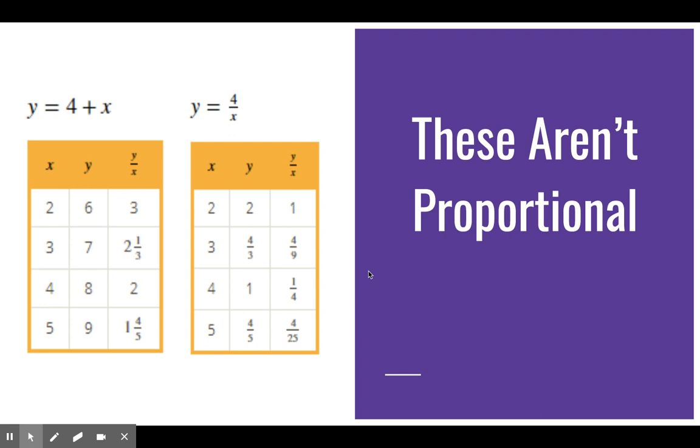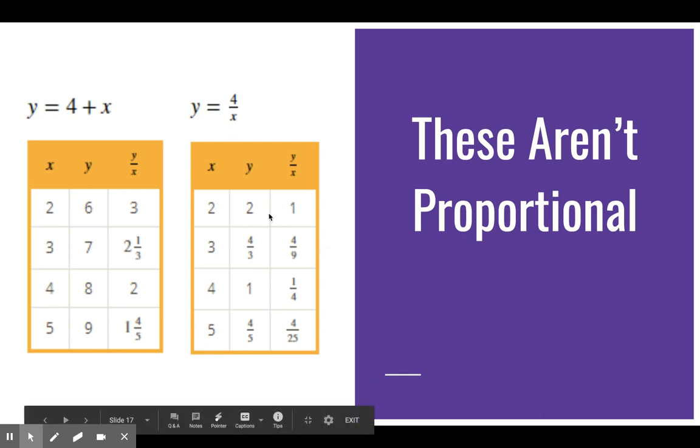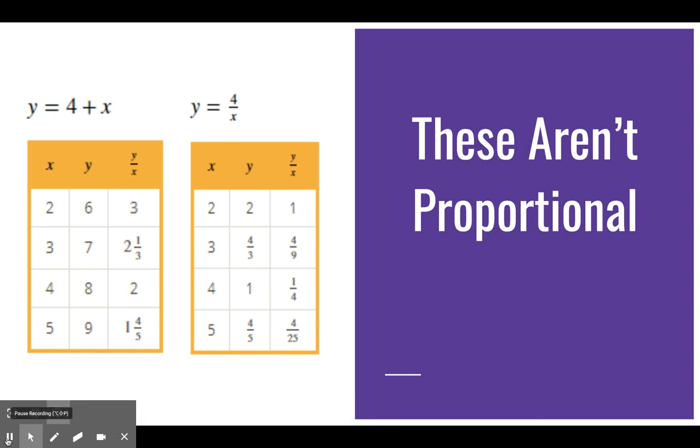Now, if I look at these two equations, these are not proportional because they're not in the form of y equals kx. The first one has 4 plus x. That's not of the form y equals kx. And the second one has the variable x in the denominator. And if I wanted to check this against the table, if I look at that third column for each table, all of these have different values. So none of these are consistent, meaning that they are not constants of proportionality and not proportional.